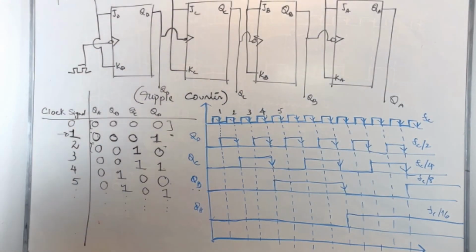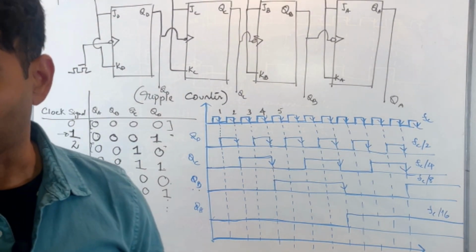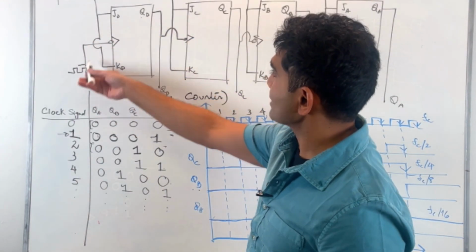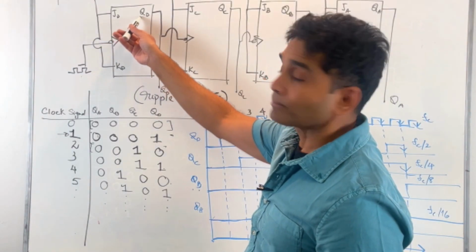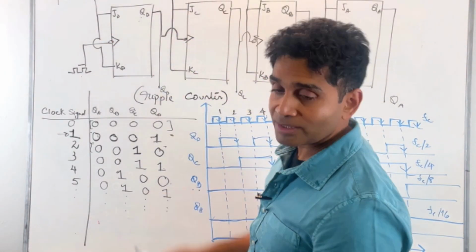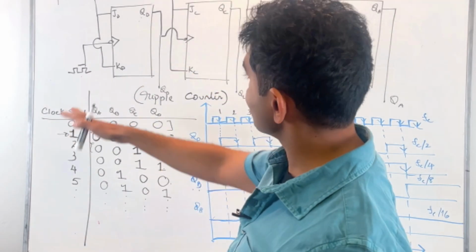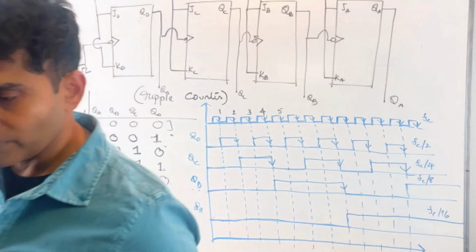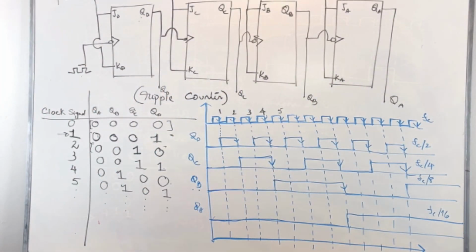My clock is not directly applied to all the stages, but my clock is indirectly applied through these outputs. The master clock influences QD, right? And QD is applied as a clock to the JC flip-flop, and so on and so forth. So the effects of the master clock kind of ripple through all of these stages. That's why it's called the ripple counter.